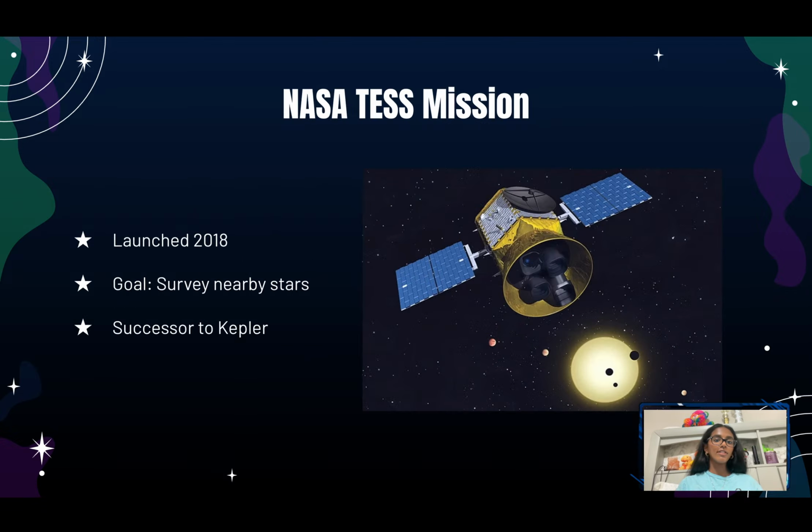So this brings us into the NASA TESS mission. TESS stands for Transiting Exoplanet Survey Satellite. This was launched in 2018, and its mission was to scan nearly the entire sky for nearby bright stars and look for planets that are orbiting them. TESS is a successor to the Kepler mission, which was NASA's first big planet hunting mission. Yet the difference is that the TESS mission covers a wider field of view and is therefore more advanced.